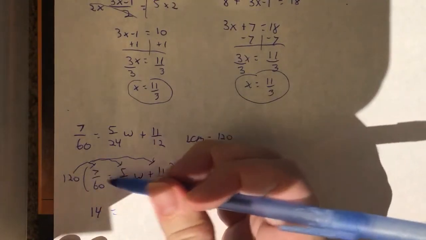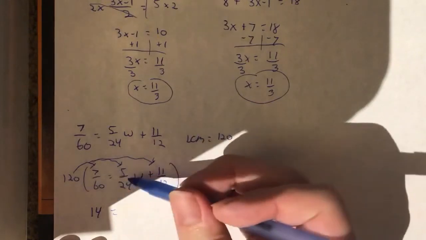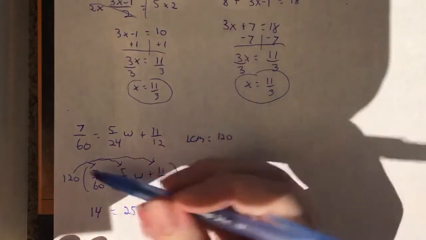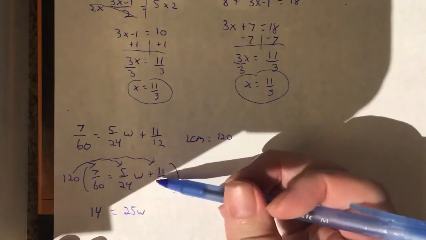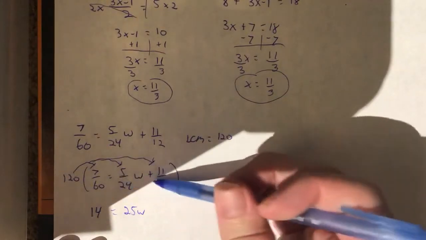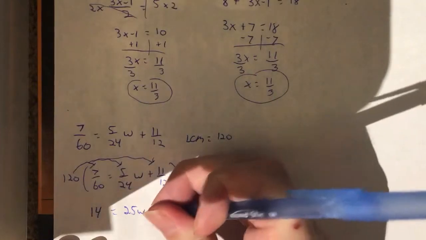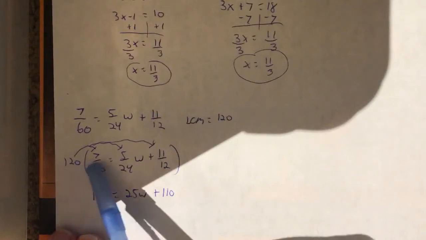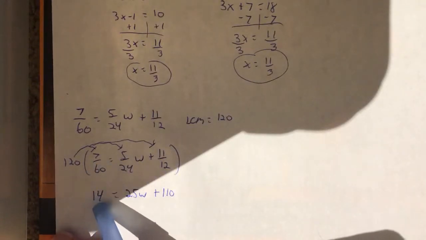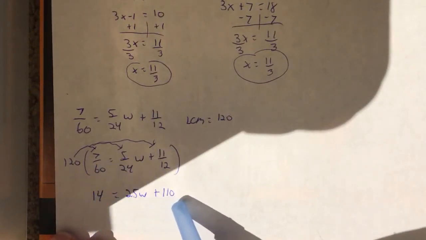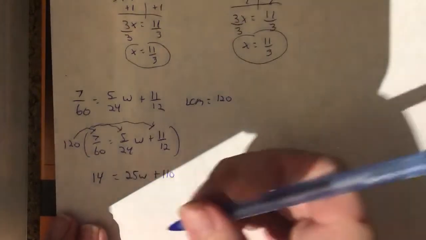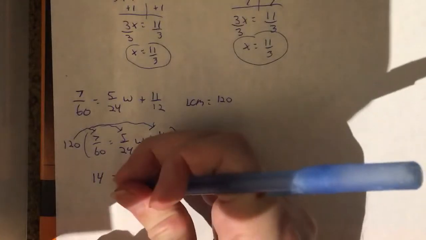120 over 24 is 5. So really it becomes 5 times 5w. That's 25w. And then 120 divided by 12 is 10, so 10 times 11 is 110. So when I multiply 120 by each piece, it just simplifies to 14 equals 25w plus 110 when you clear out the denominators. So now I just solve this two-step equation like normal.